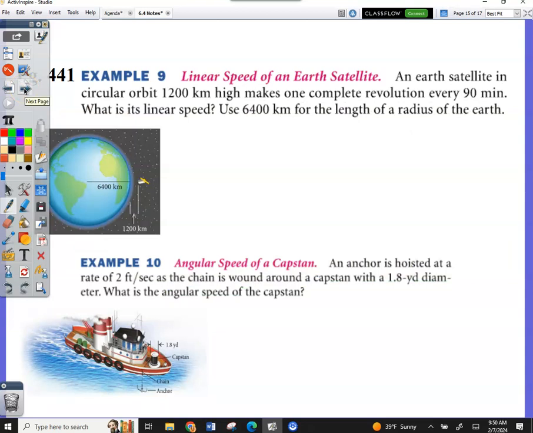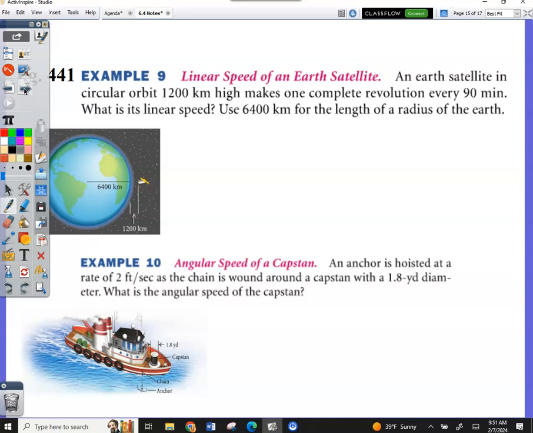An Earth satellite in circular orbit, 1,200 kilometers high, makes 1 complete revolution every 90 minutes. What's its linear speed? They want us to use 6,400 kilometers for the length of the radius of the Earth. So first of all, we do have a picture. Second of all, we have quite a bit of information in here. The little pink title is just a title of the type of word problem. So there's a reason that's why I didn't read that part. Let's read back through. Let's look at our picture and let's figure out what we're working with here.